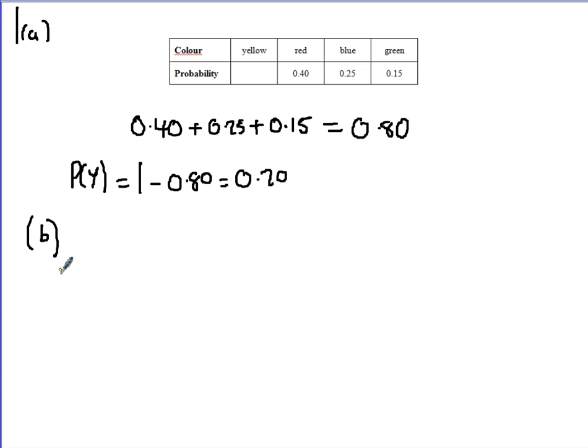Dennis takes at random a disc from the bag. He writes down the colour of the disc. He puts the disc back into the bag. He'll do this 60 times. Work out an estimate of the number of times he takes a red disc. You look at the probability of a red, and then all you do is times that by the number of times the experiment is taking place. So 60. So we've got 0.4 times by 60, which will then give us 24.